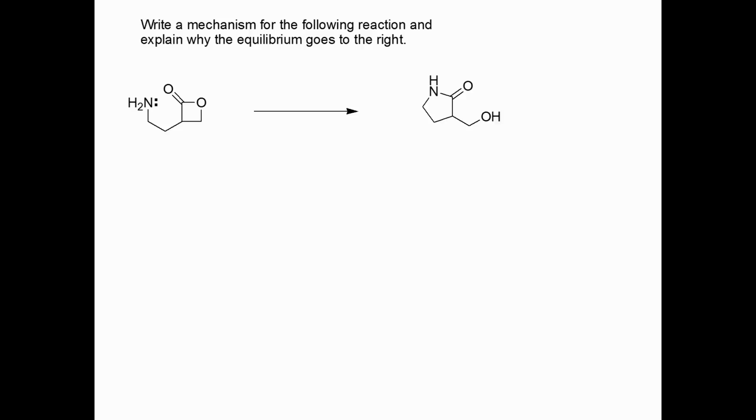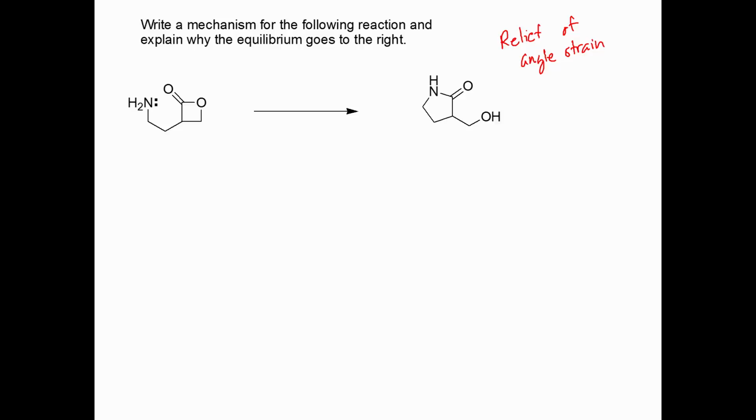All right, so let's write a mechanism for this reaction and then explain why the equilibrium goes to the right. There's really 2 good reasons. Okay, without knowing anything about mechanisms, you can probably think of one of the reasons here, which is relief of angle strain, right? The 5-membered ring is not nearly as strained as a 4-membered ring. Okay, so that's one driving force for this reaction.